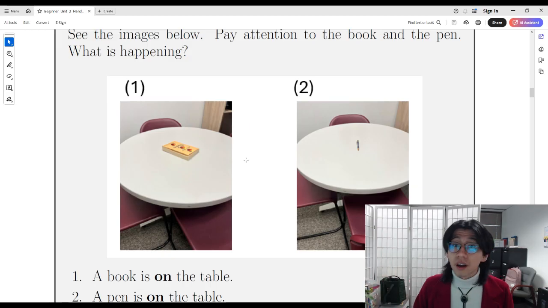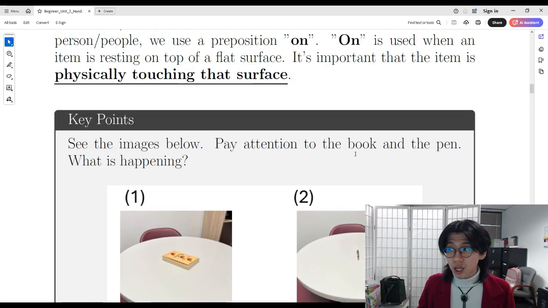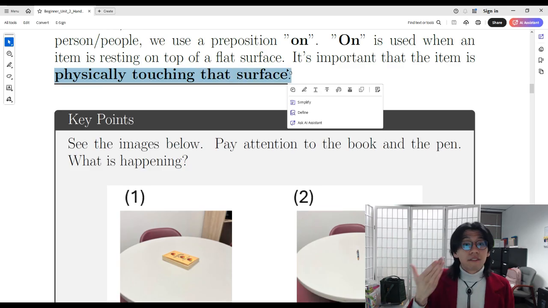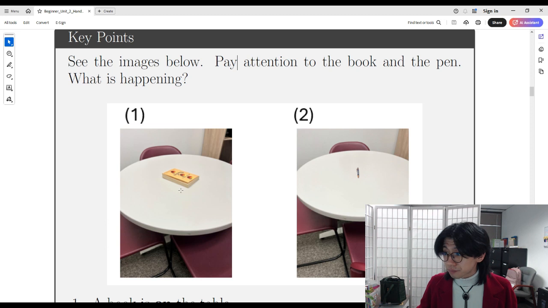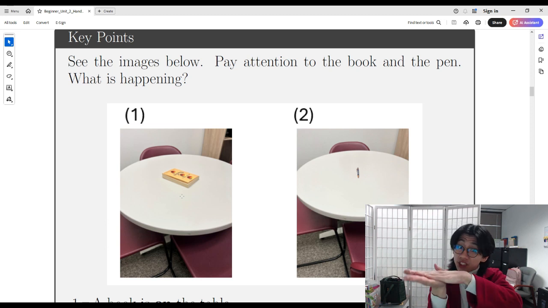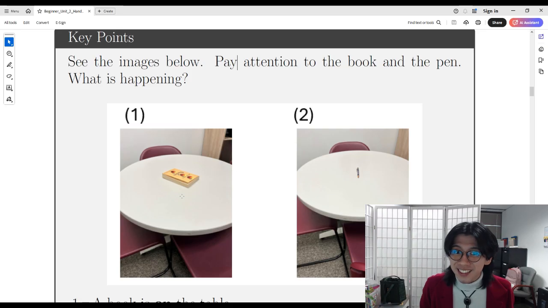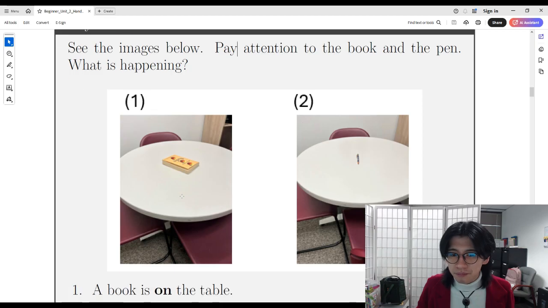And for on, it's important to note that the item is physically touching the surface of another item. So if the item is physically touching the surface, for example, in number one over here, this book is physically touching the table, which means that this book, a book, is on the table.